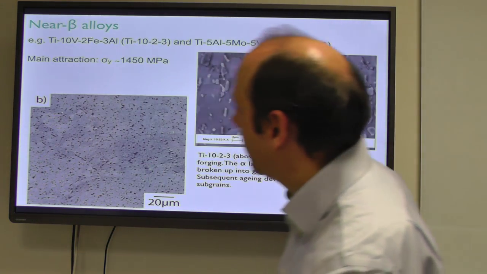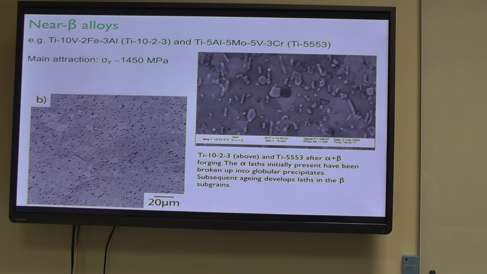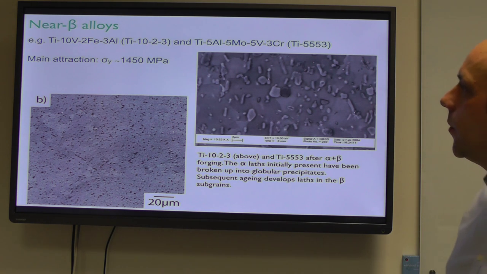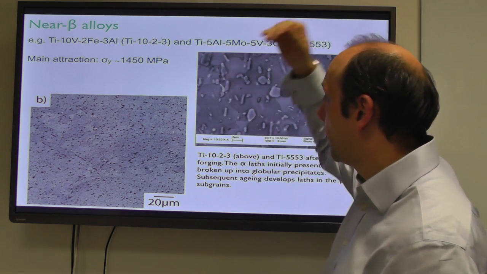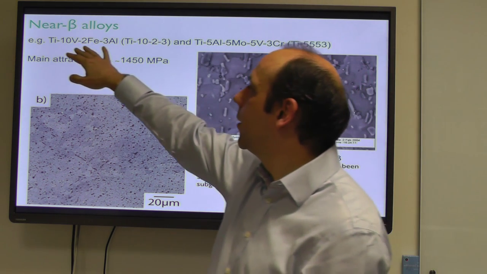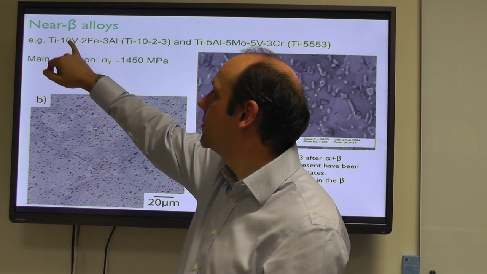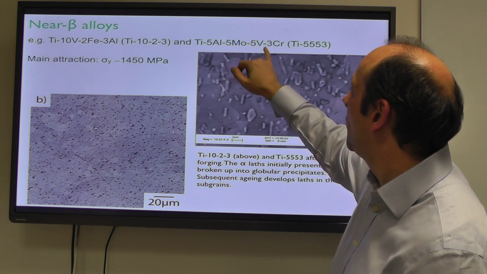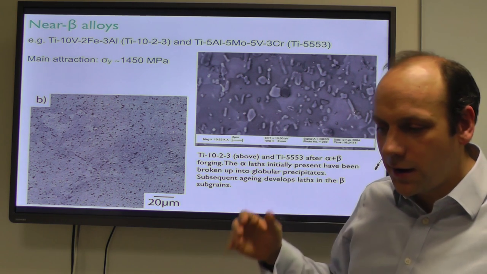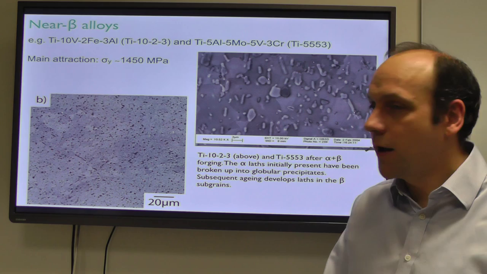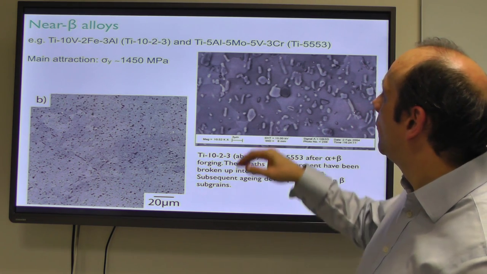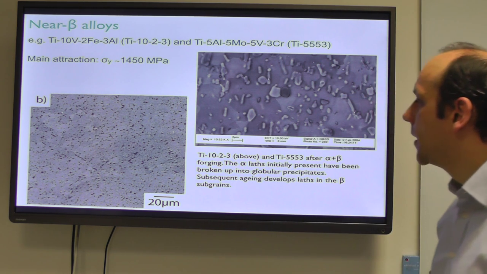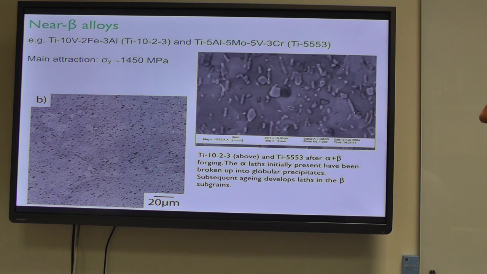The other type of alloys we think about are near beta alloys, there's two we'll consider here. There's a number that we could consider. We'll think about Ti 1023 and Ti 5553. These are alloys with a lot of beta stabilizers in. So 1023 is 10 vanadium, 2 iron. 5553 is 5 moly, 5 vanadium, 3 chromium. So they have quite high moly equivalents, and they are mostly beta. They both have a touch of aluminium in to suppress the omega phase, that also gives you a two-phase region.